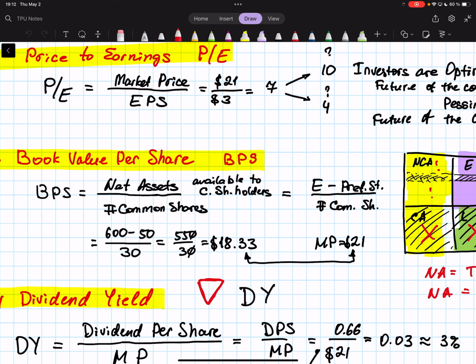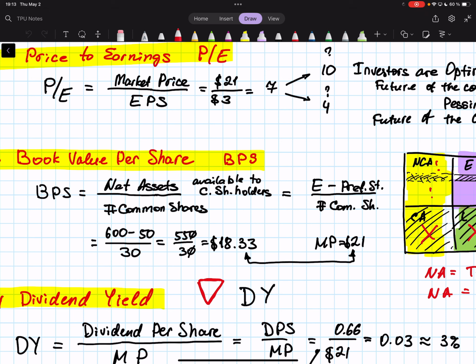If you compare the market price to the book value, what do you want? Do you want the market price to be high, if you're an investor? Do you want the market price to be higher than the book value or lower than the book value? Higher. Why do you want it to be higher than the book value? Because I can sell it for much and earn more money.